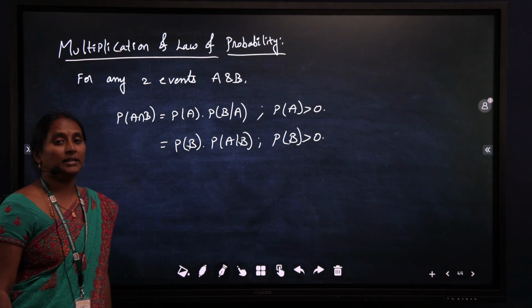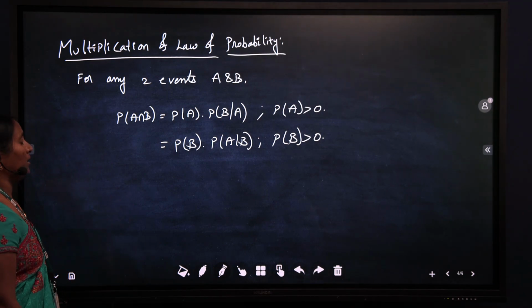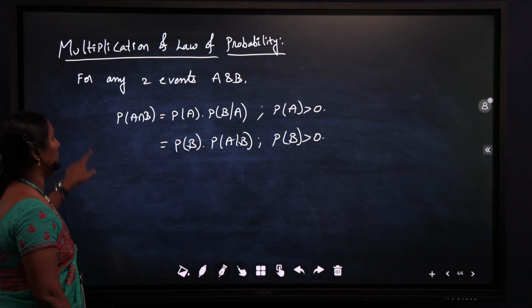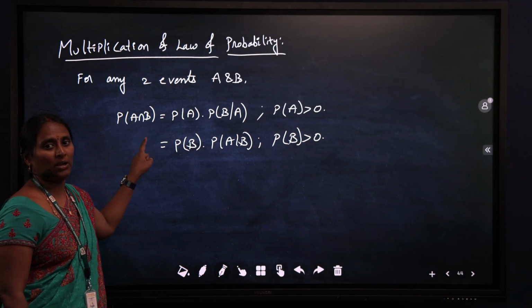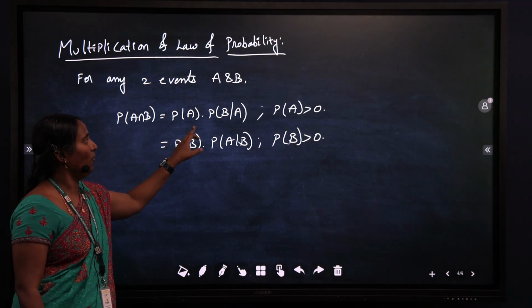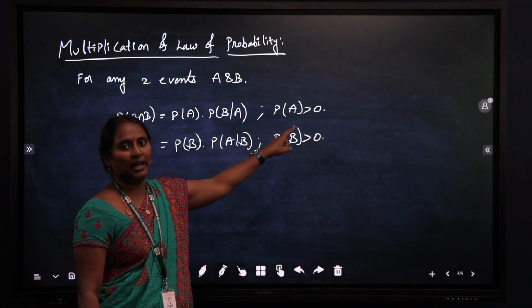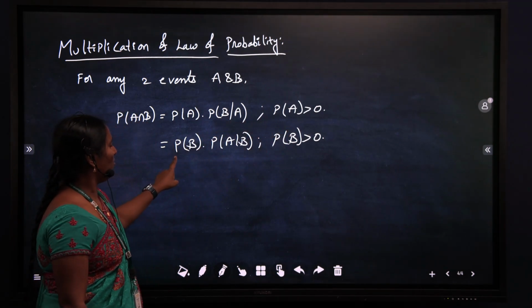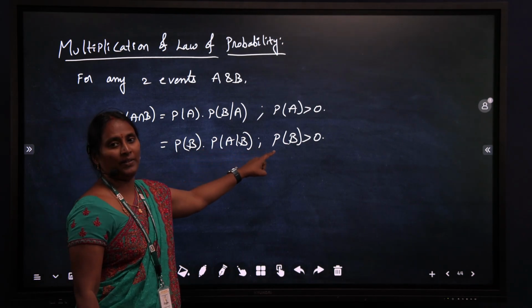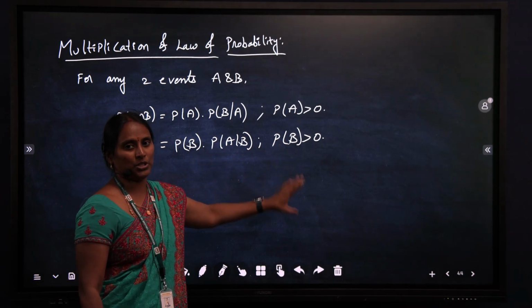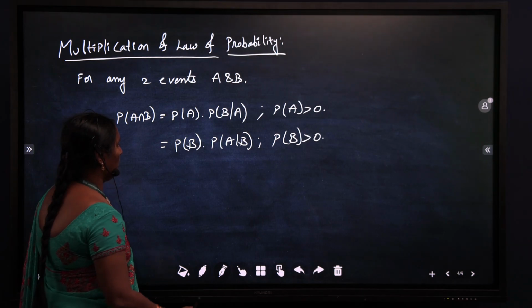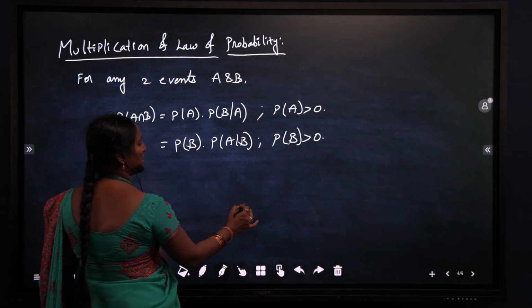Now let us see the multiplication law of probability. For any two events A and B, P of A intersection B is equal to P of A into P of B given A, when P of A is greater than 0, and P of B into P of A given B, when P of B is greater than 0. In the previous video we already learned about conditional probability.